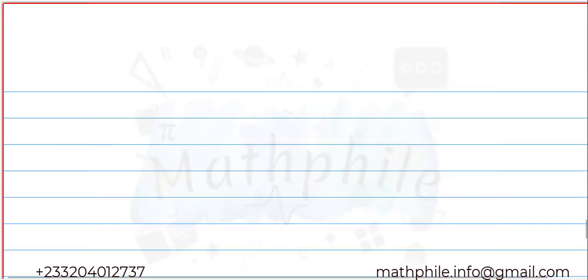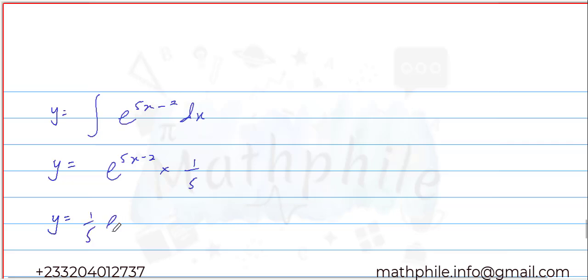So let's take more questions. Let's say we've got y equal to the integral of e raised to the power 5x minus 2 dx. So y is going to be equal to e raised to the power 5x minus 2 multiplied by 1 over the differential, and 1 over the differential is 1 over 5, giving you y equal to 1 over 5 e raised to the power 5x minus 2 plus c.